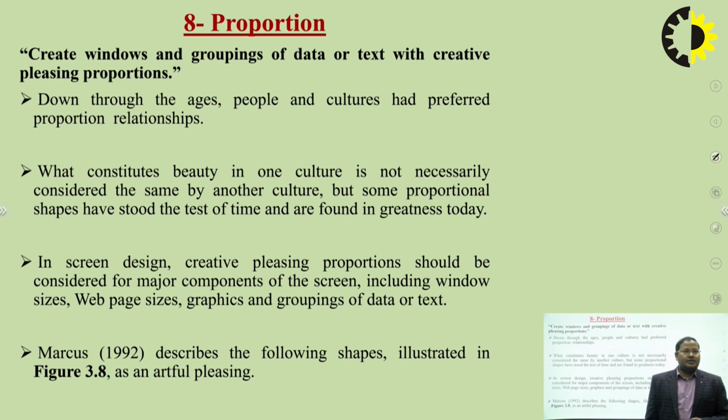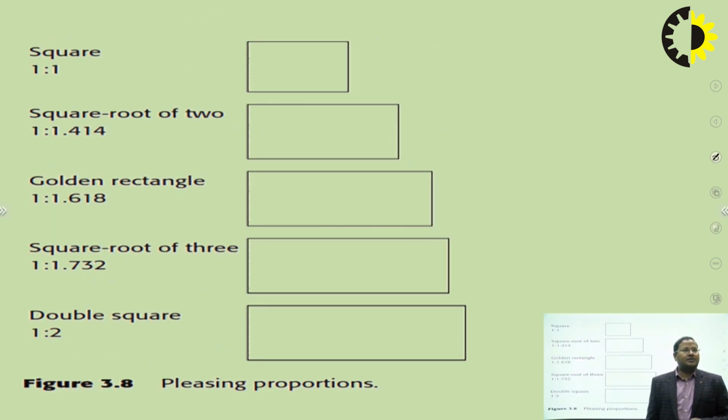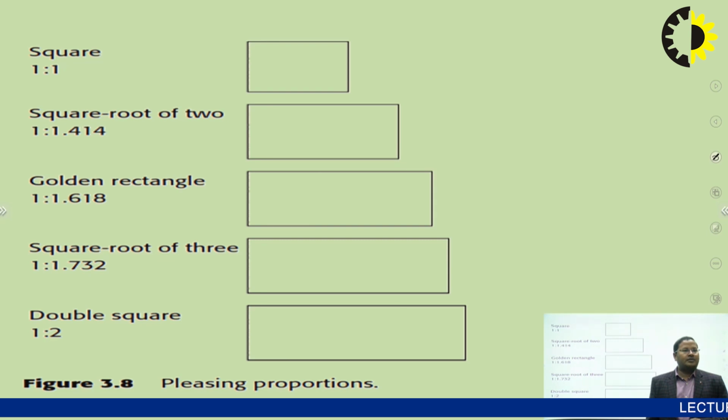In screen design, creative pleasing proportion should be considered for major components of the screen, including window size, web page size, graphics, and grouping of data or text. Marcus in 1992 described the following shapes illustrated in figure 3.8 as artful and pleasing. These are the different shapes for providing pleasing proportions: square, square root of 2, golden rectangle, square root of 3, double square.